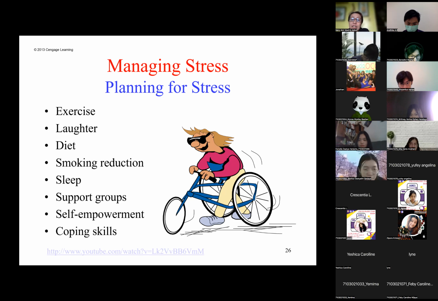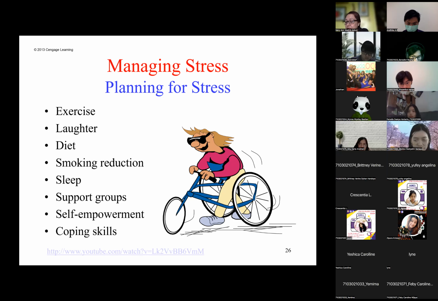Laughter is a way to manage stress because it's a good way to relax the body. Diet: consume healthy foods that buffer stress. There are foods which are good so that the impact of stress will be limited. Smoking reduction so that the person will feel more relaxed. Sleep: having regular sleep to rest the body and to be more energetic. Support groups for group affirmation. It helps if you are a member of a group that can affirm your feelings so that you will feel good.